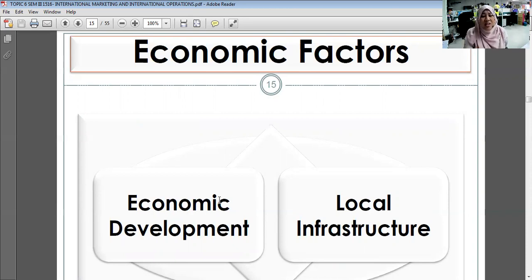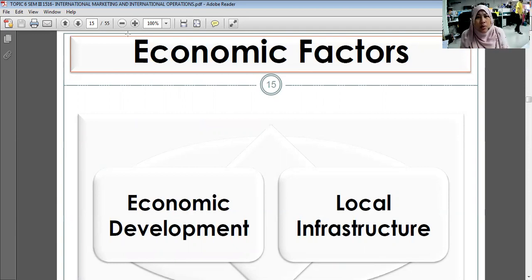But the local infrastructure also influences, because it depends on the country itself, how well the country can have its local infrastructure. For a developed country, negara yang telah membangun, of course the local infrastructure is quite impressive. But for those that are still developing countries, in terms of local infrastructure, it's not that it's not developed, but they are trying to develop. It moves slowly and develops well, okay.